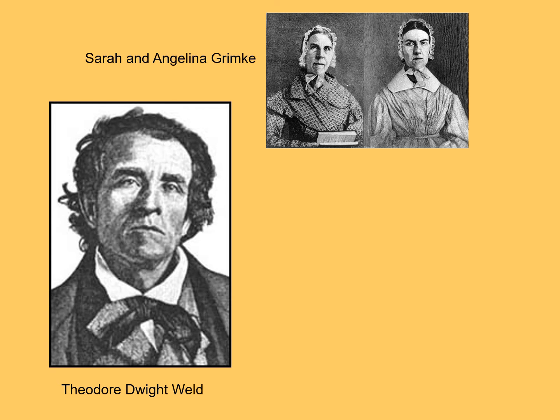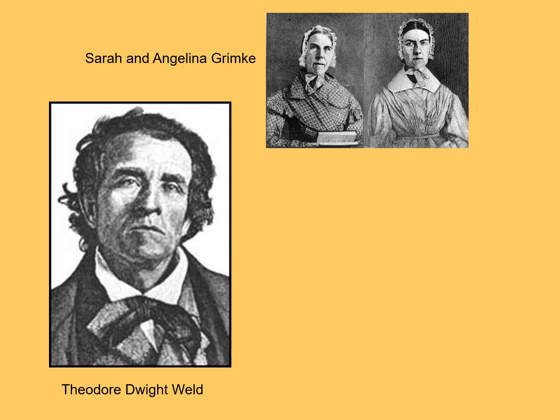Sarah and Angelina Grimke, and I believe that they were mentioned in some of the information about the women's movement earlier. Sarah and Angelina Grimke were two sisters, Southerners. They were the daughters of slaveholders. They broke from their families, went north to work for the abolition of slavery. The Grimke sisters were trained by Weld and went on to establish many women's abolitionist societies in the North.